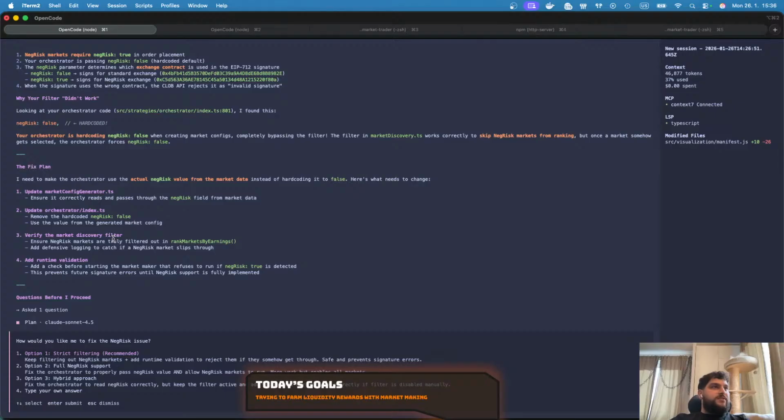I need to make the orchestrator use the actual neg risk value from the market data instead of hard-coding it to false. Here is what needs to change. That's it? Okay. How would you like me to fix the neg risk issue? Strict filtering: keep filtering out neg risk markets, plus add runtime validation to reject them if they get through. Safe and prevents signature errors. Full neg risk support: fix the orchestrator to properly pass the neg risk value and allow neg risk markets to run. More work, but enables all markets. Yes, let's do this. Also fix the orchestrator to read neg risk correctly, but keep the filter active and add validation.